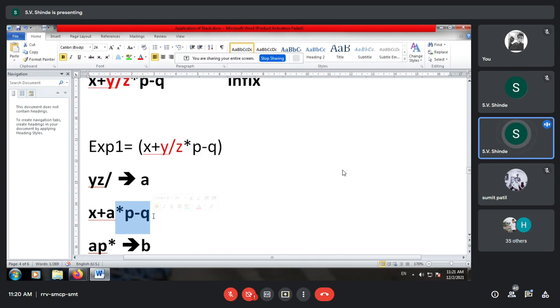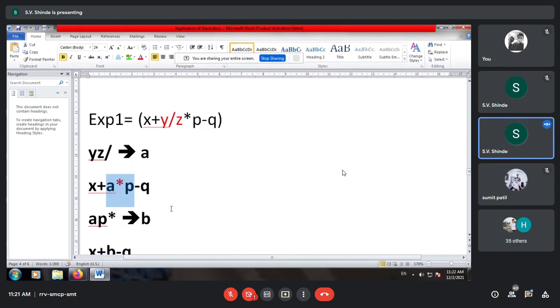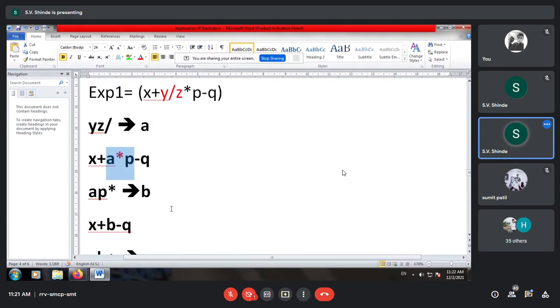Now again we'll scan this expression from left to right, and we'll find the highest priority is the multiplication sign. So AP star is the next expression to be evaluated. We'll label AP star as B. Then we'll replace this B in the original equation. So we get x plus B minus Q.